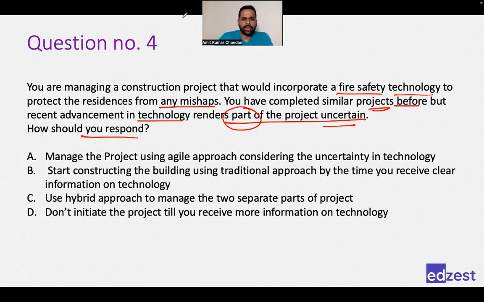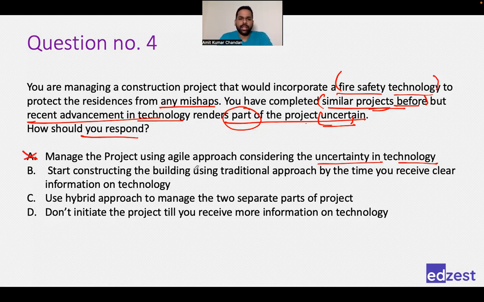So A: manage the project using Agile, considering the uncertainty in technology. Yes, there is an uncertainty in technology, but not on the entire project. There are a few things that we have already done before. The recent advancement in technology is causing the uncertainty, and that is only for the fire safety technology, not for the building. So we can eliminate this.